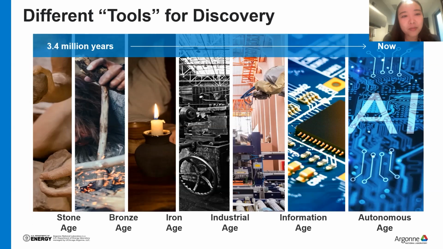So over time, we find the tools for discovery have evolved and transformed. Our journey of exploration has been shaped by the tools we used. Today we stand at the forefront of the autonomous age. This age is armed with powerful computers, AI algorithms, and advanced automation technology. We definitely can do something different for our research.